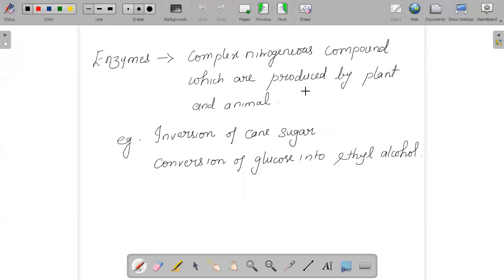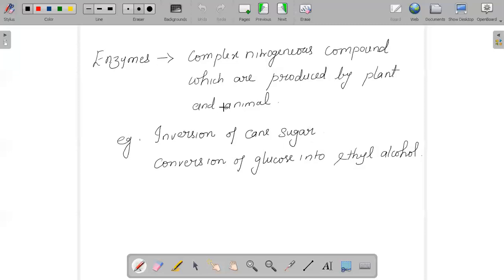And then the next concept is enzymes. Enzymes are complex nitrogenous compounds which are produced by plants and animals, and they are protein molecules of high molecular mass and form a colloidal solution with water. They are very effective catalysts, and they catalyze many reactions which occur in the bodies of animals and plants to maintain their life processes.